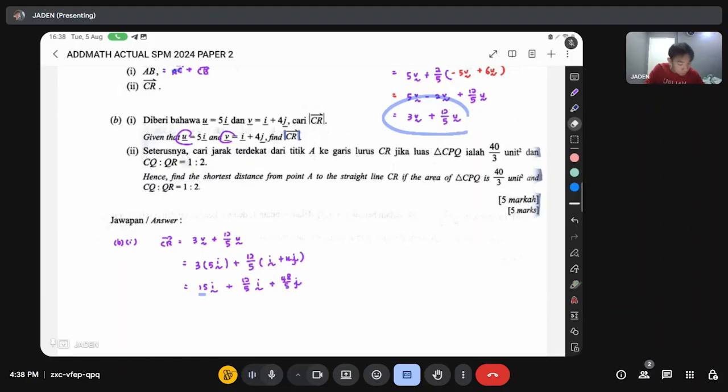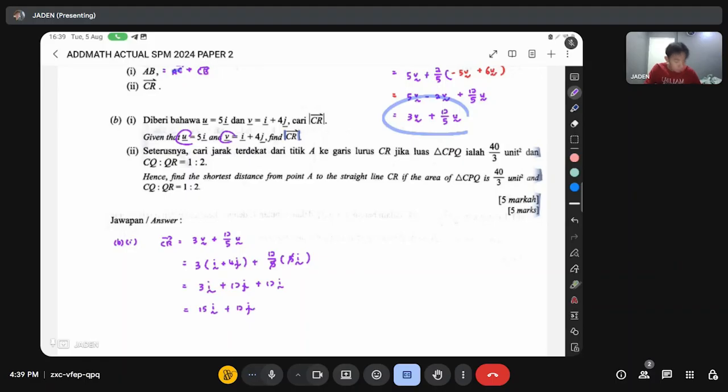Sorry, because this is V and this is U, so this is going to be the opposite side. 3 times V, V is i plus 4j. And then this is 12 over 5 times the 5i. This one looks better. So 3i plus 12j plus, 5 and 5 cancel, you got 12i. So 3 plus 12, you got 15i plus 12j.